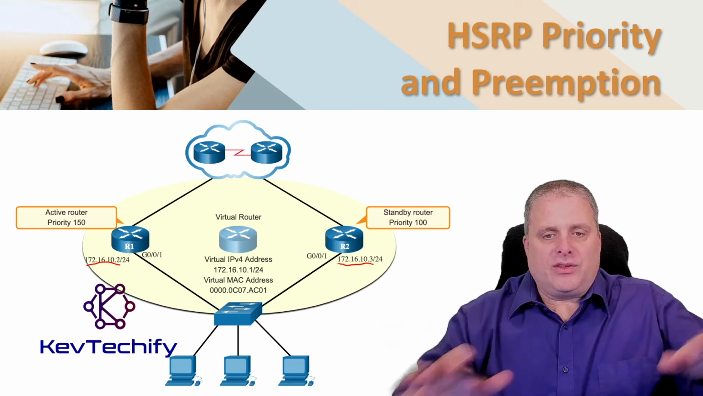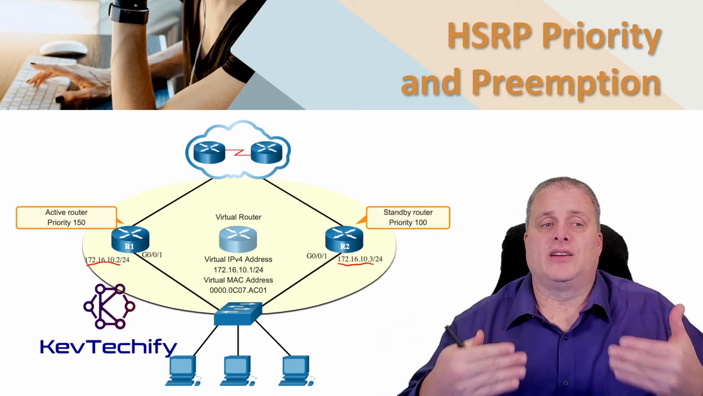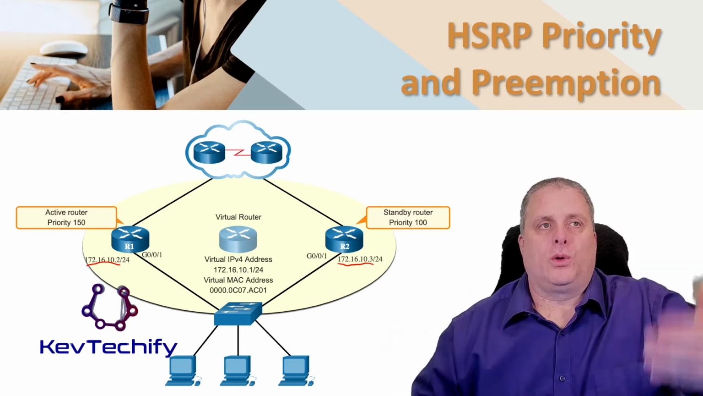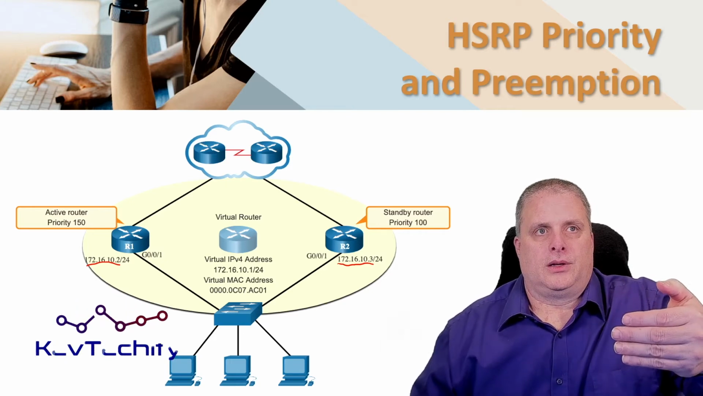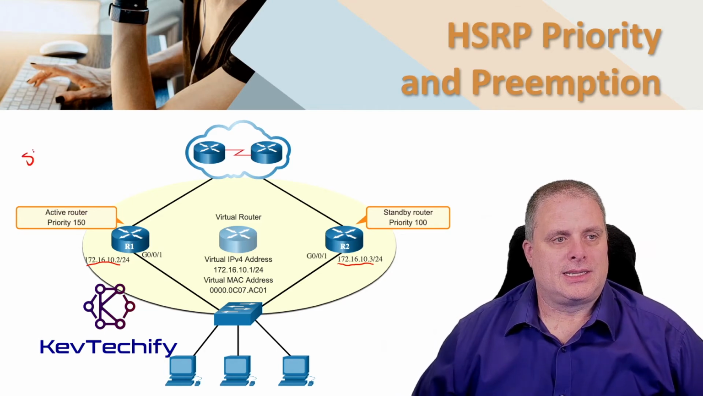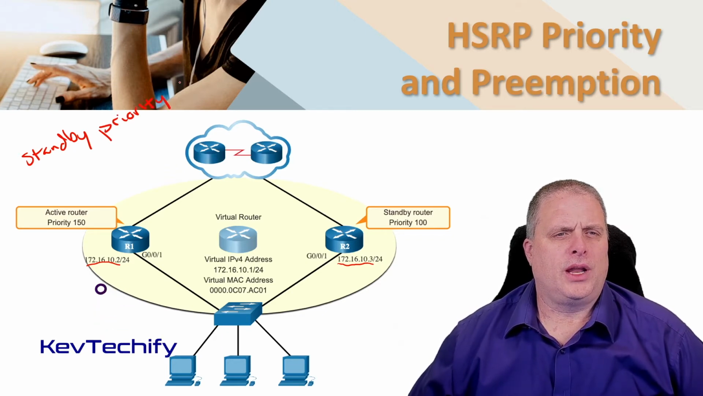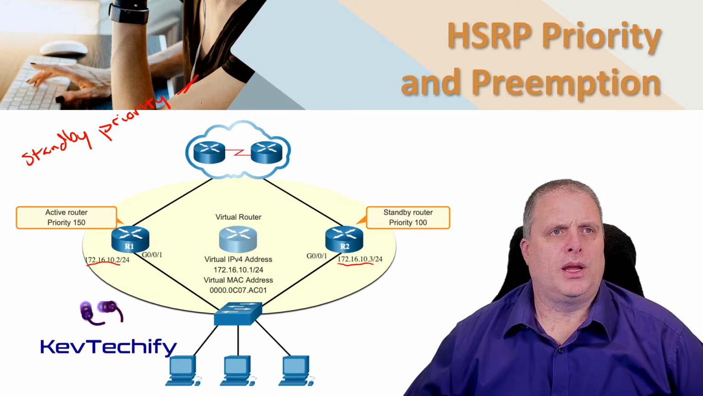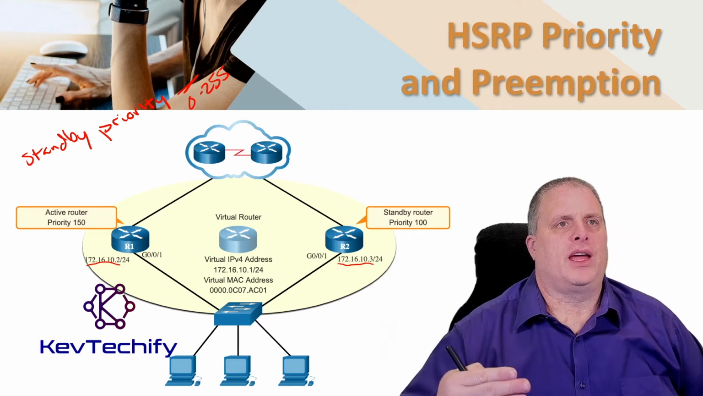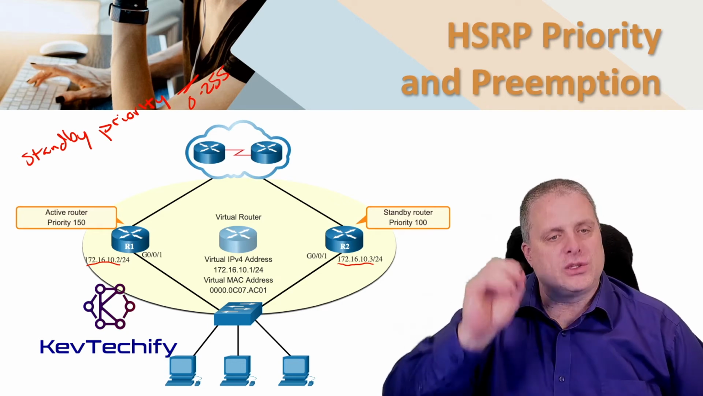If the priorities are even, we default to the IP version 4 address, and whichever one's higher is active. But if you set the priority, the higher priority wins. Now, the command we use to set that is standby priority, and then you put a number in here. That number can be anywhere from 0 to 255, so you can have different levels of priority. You do that on the interface. The interface is where you set your priority.